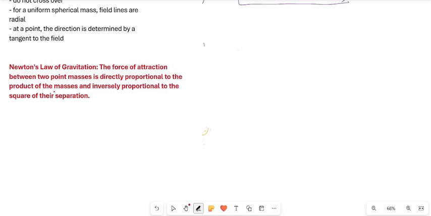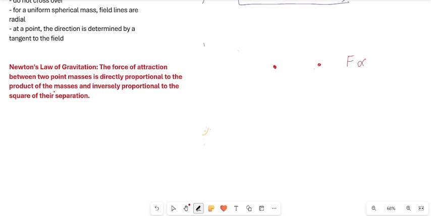masses. So let's assume we have 2 point masses. When we say a point mass, it is essentially just a uniform sphere. A point mass has to be a uniform sphere. So whenever we say a point mass, that means we're talking about a uniform sphere. So when we take 2 point masses, the force of attraction between these 2 point masses, the force is directly proportional.